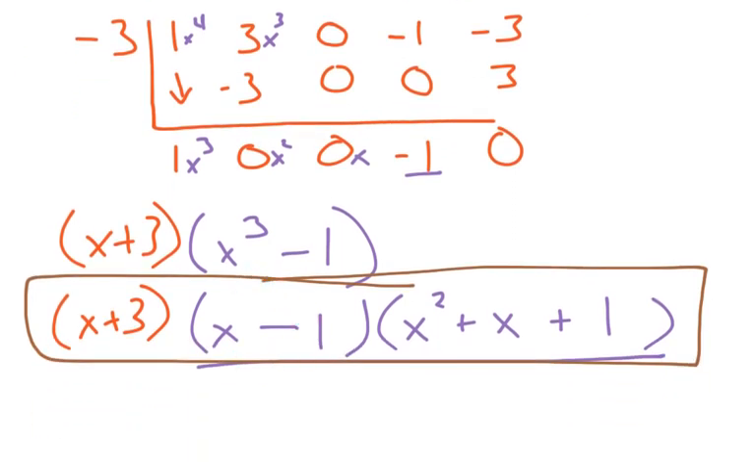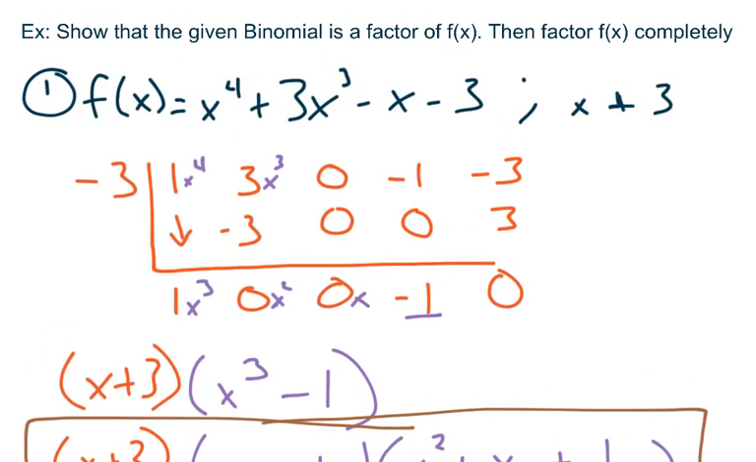Okay, x cubed minus 1 can be broken down into this. That's the difference of cubes pattern, and then we still have the x plus 3. This is degree 1, unfactorable. We are done. We have factored it completely.